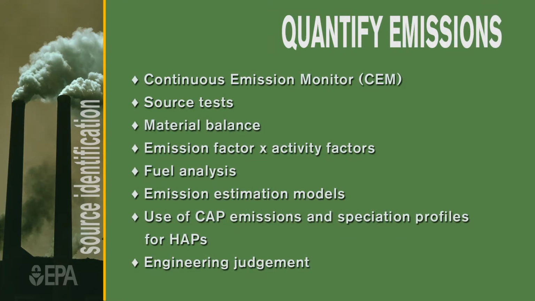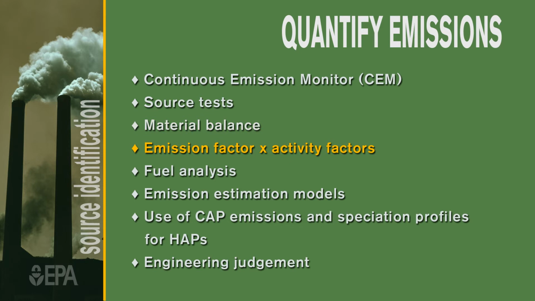Let's talk a few minutes on how do I quantify or estimate our emissions. We have a variety of techniques. We can use continuous emission monitors or CEMs. We can use source tests. We can use material balances. Material balances should only be used where there are not chemical transformations. So by that, they're usually used for coating activities. You would not want to use them where a process has a chemical change.